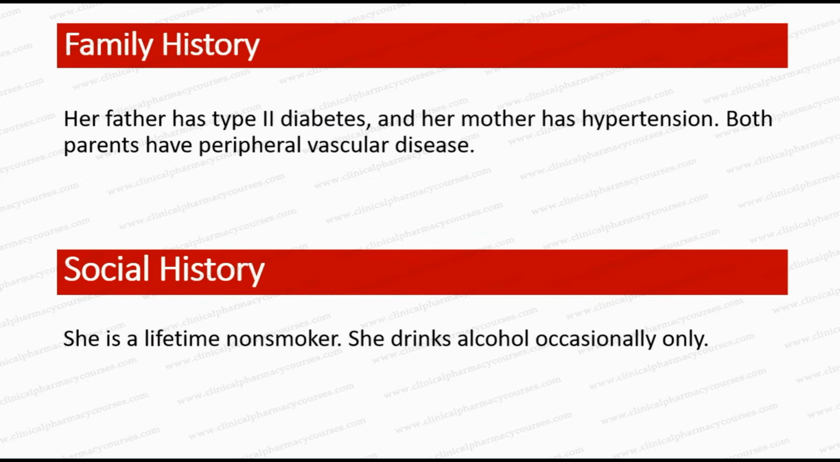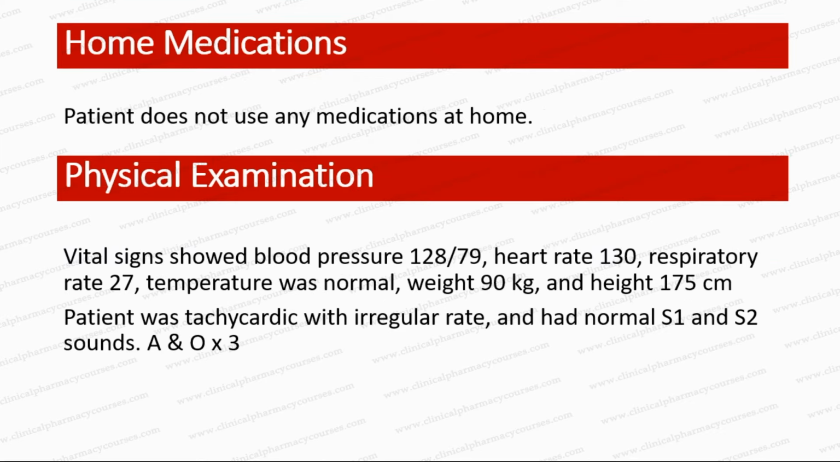Family history. Her father has type 2 diabetes, and her mother has hypertension. Both parents have peripheral vascular disease. Social history. She is a lifetime non-smoker. She drinks alcohol occasionally only. Home medications. Patient does not use any medications at home.